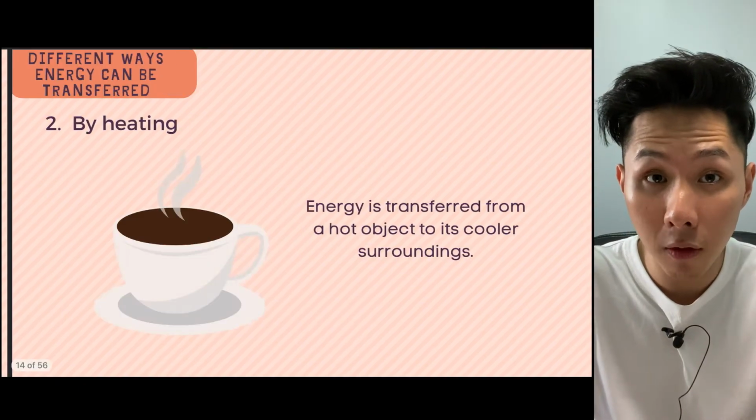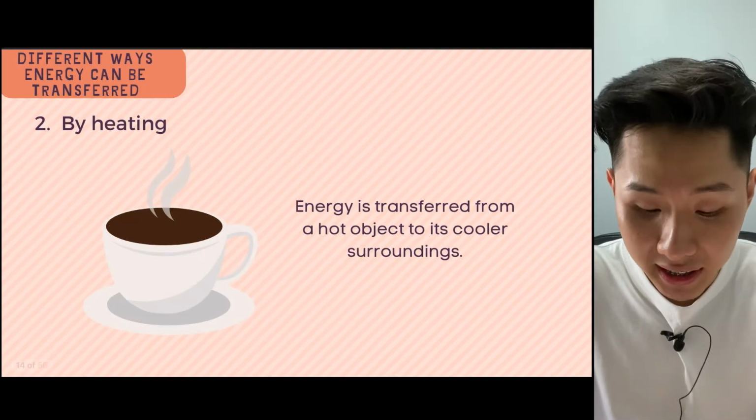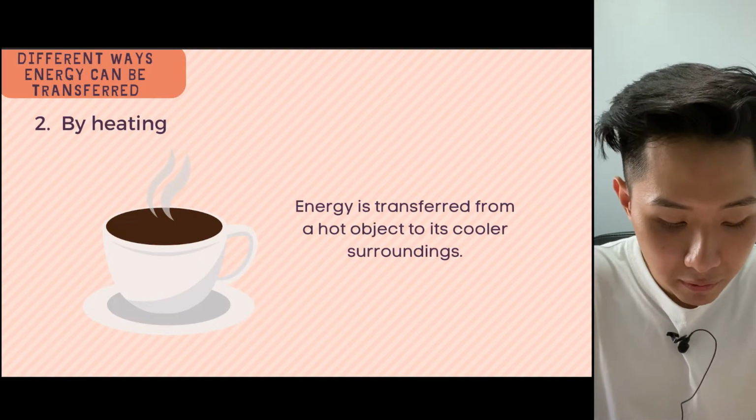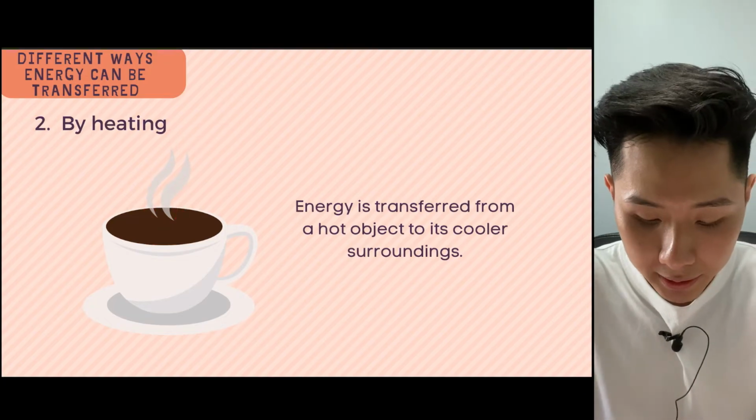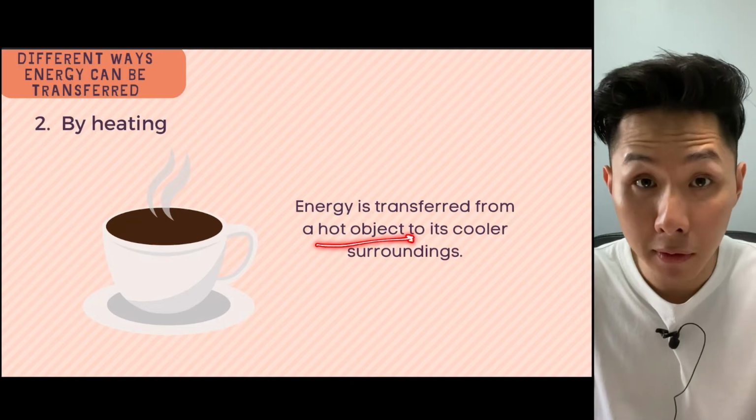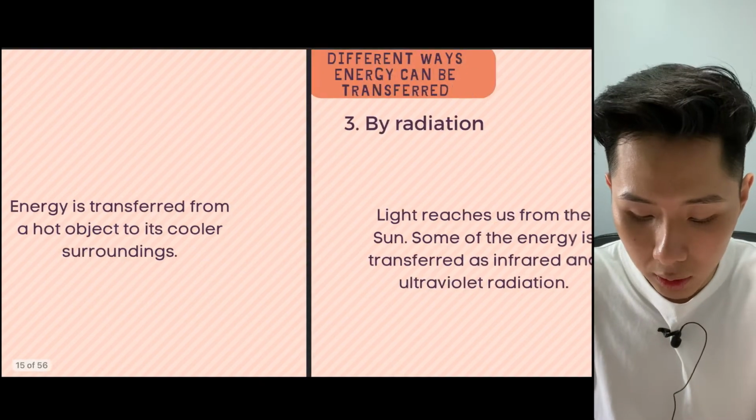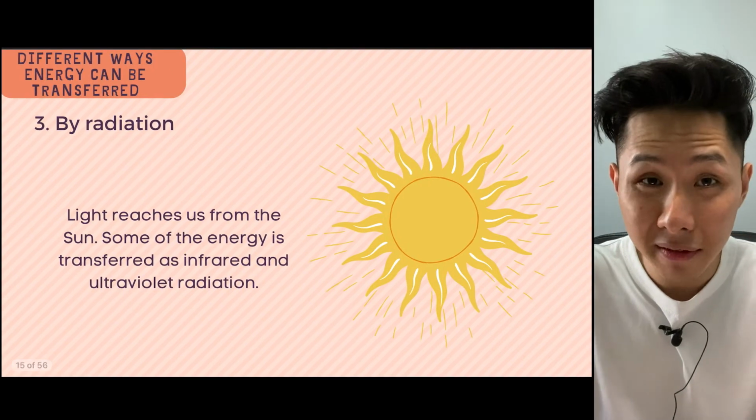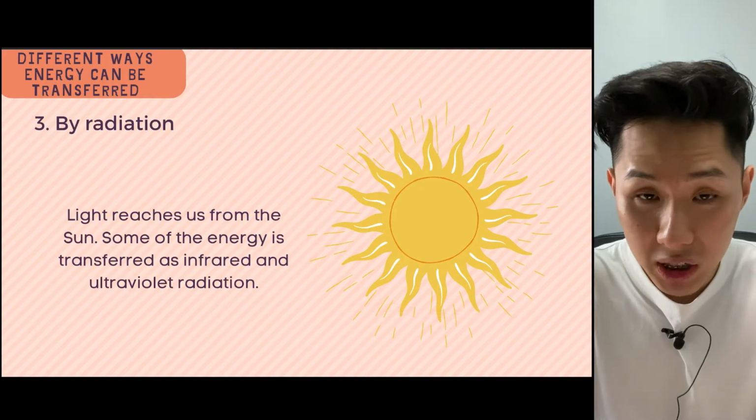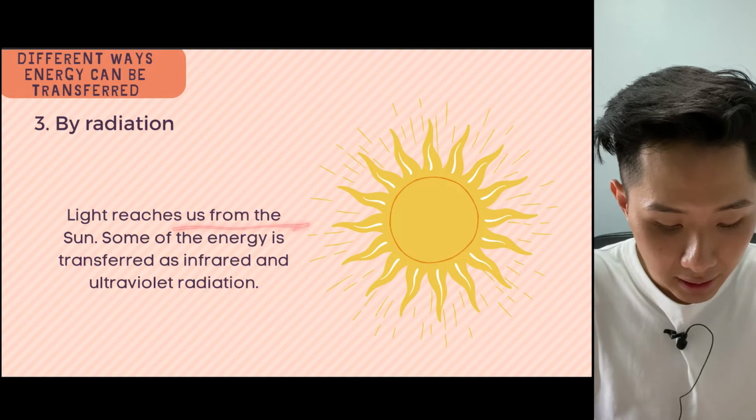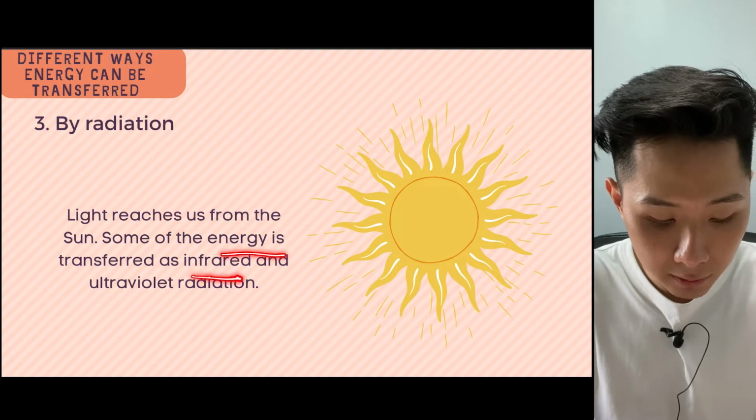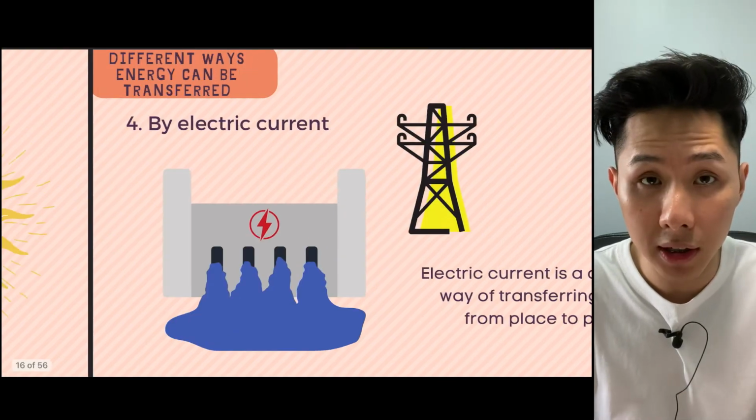First method, by force. Second method is by heating. That's when energy from, let's say, hot coffee is transferred to the surroundings. So that's when energy is transferred from a hot object to a cooler surrounding. Also by radiation, so the sun's energy here is being transferred to the earth via radiation. And some of the energy is transferred via infrared or ultraviolet radiation.